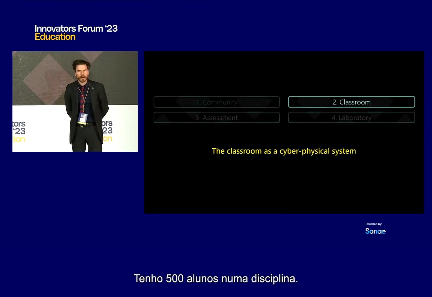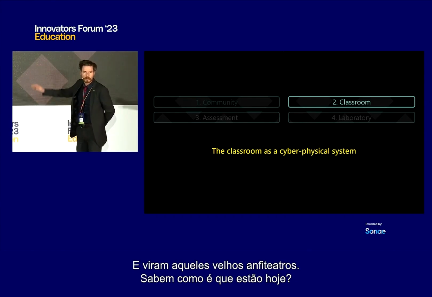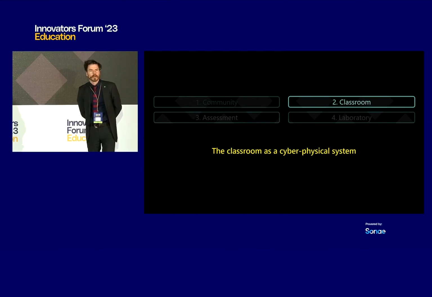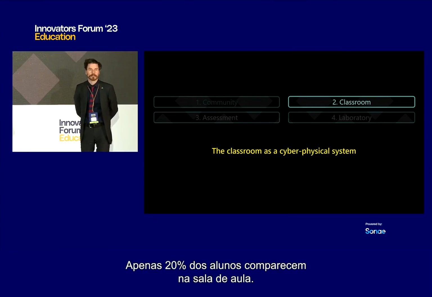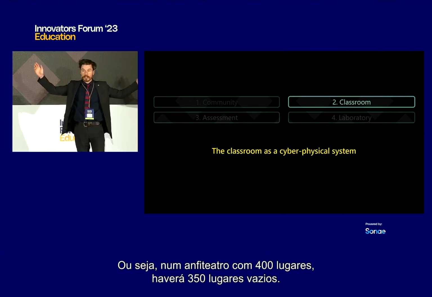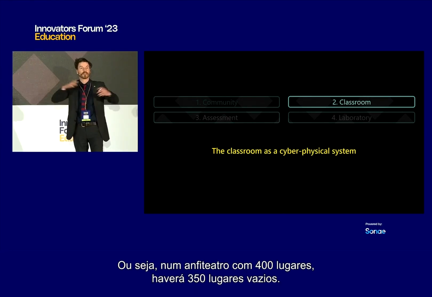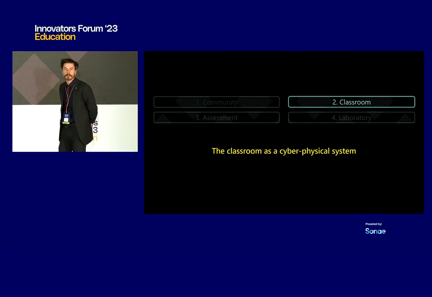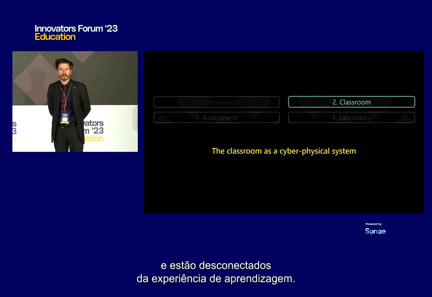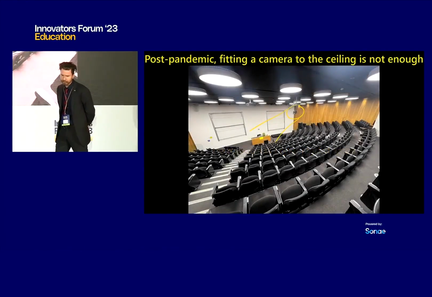Now, I have 500 students in a class, and you saw those old lecture theatres. And do you know what they actually look like today? Mostly empty. Only about 20% of the students come to the room. So in a lecture theatre with 400 seats, there will be 350 empty seats. Where are the rest of the students? Well, they're at home and they're watching a recording and they've been disconnected from the human experience of learning.